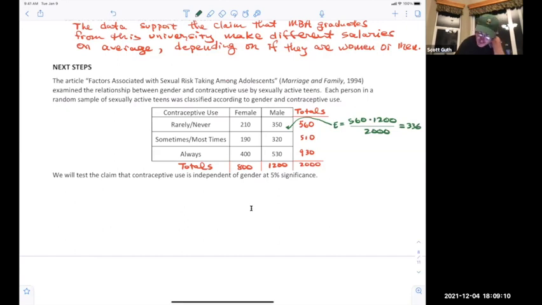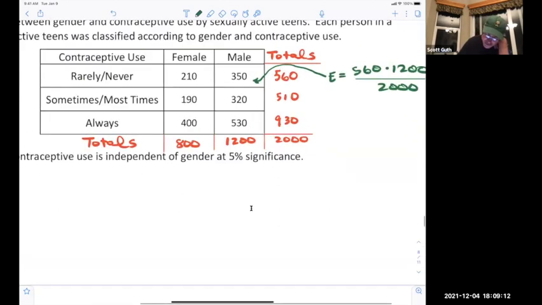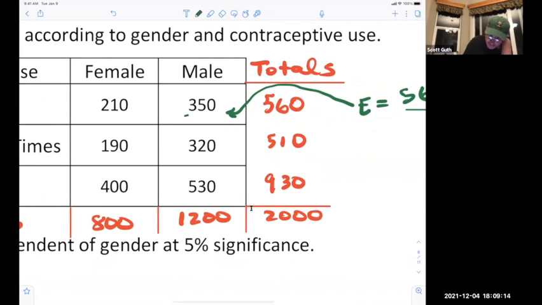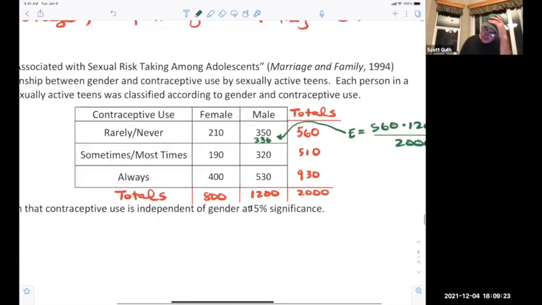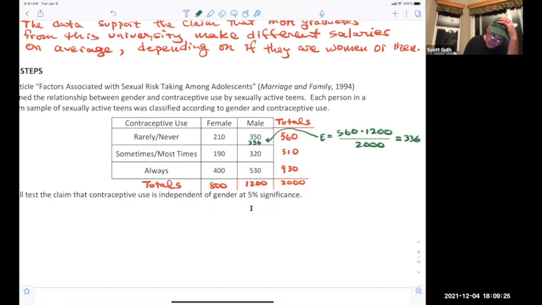Okay, so I'm just going to squeeze in a little 336. Notice that's not too different from the 350. Maybe let's do another one on the other side of the table. So how about this 190 over here?